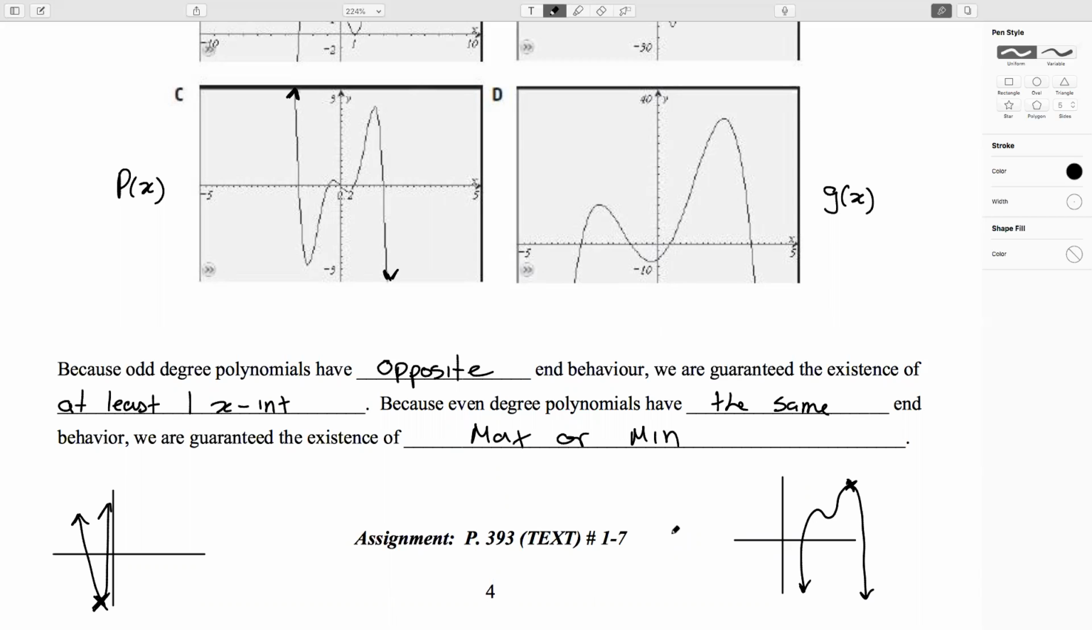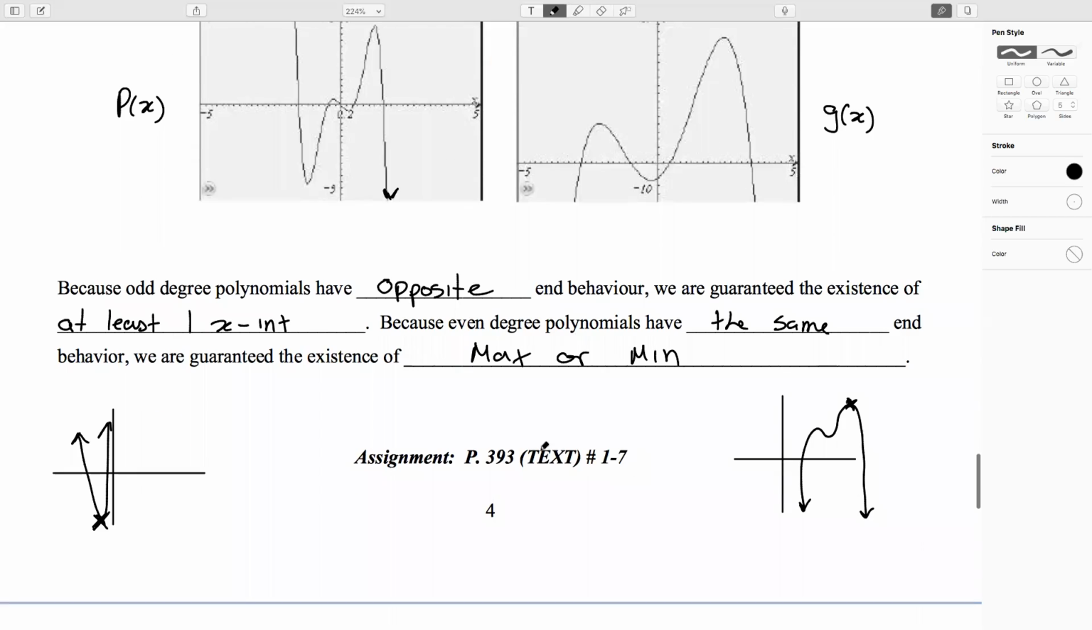And then we have some other little pieces of information that we can use to piece together the functions. So for now, I want you to try some questions out of your textbook, page 392, 1 to 7. That's going to be your homework for today.